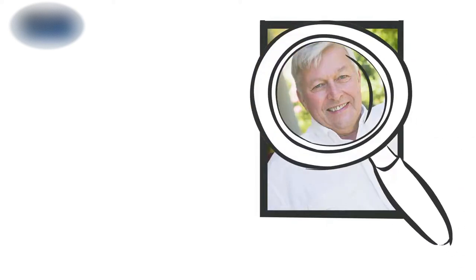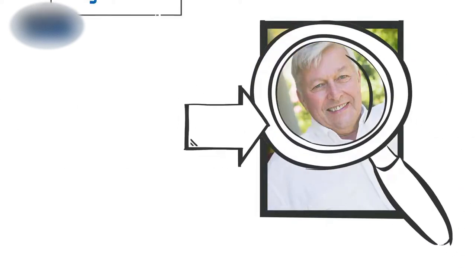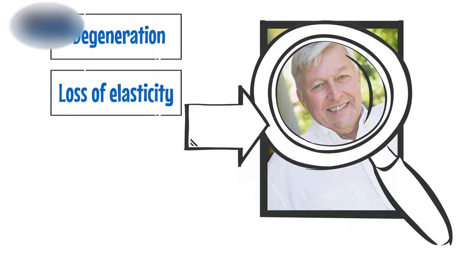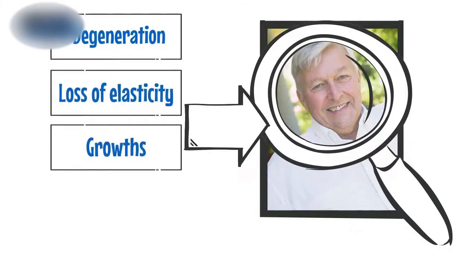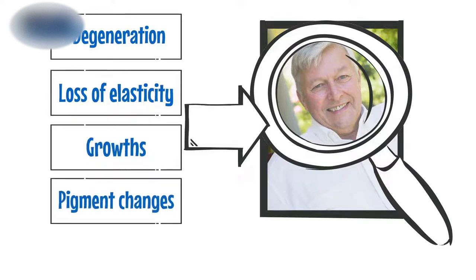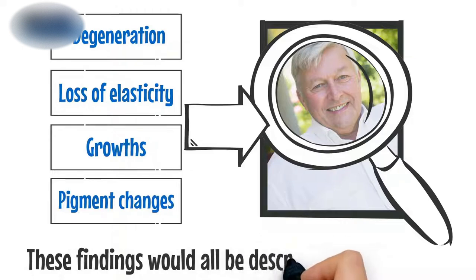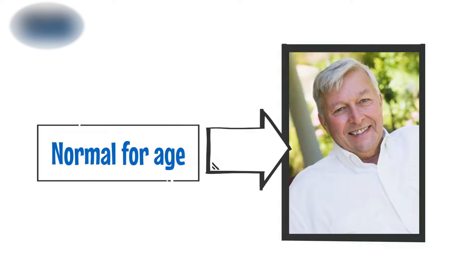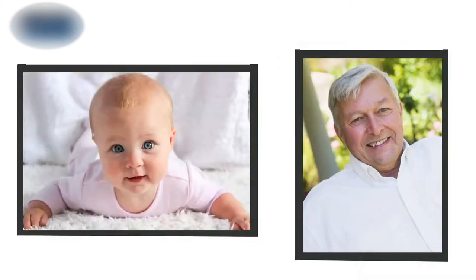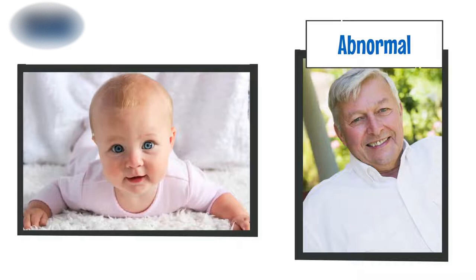If we were to look at the skin of the gentleman on the right with a microscope, we would see evidence of degeneration, loss of elasticity, causing loose skin and wrinkles, growths such as skin tags, and pigment changes, such as old age spots. These findings would all be described as abnormal. However, we could also describe the skin on the right as normal for age. We only describe it as abnormal when we compare it to the image of the baby on the left.